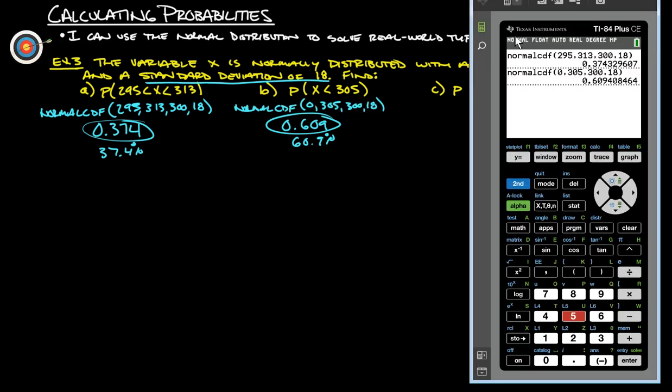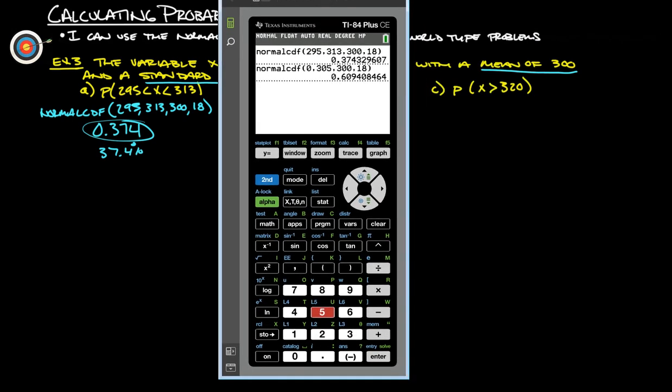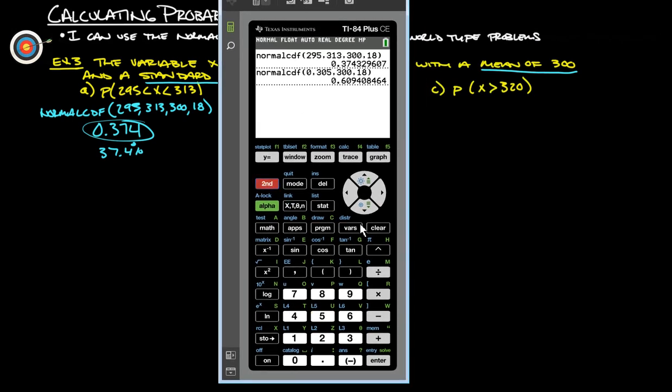So for this last one, similar idea. Second variable, which is distribution, go down to normal CDF. Now we want to know what's the probability that it's going to be greater than 320. So the lower is now 320. And then the upper is going to be something really big. So, I don't know, we can put in 1,000, 10,000, whatever. 1,000 should be just fine. You know what? Let's just put in 10,000 just for kicks.